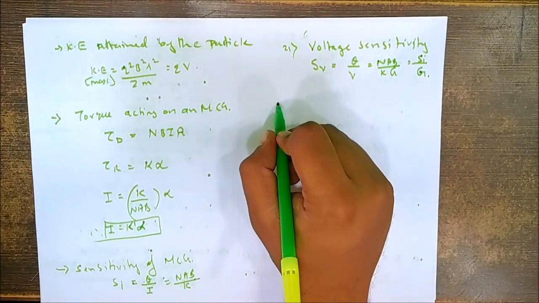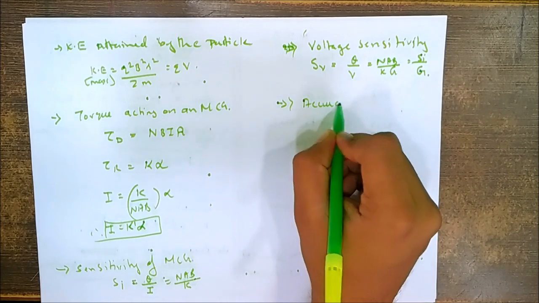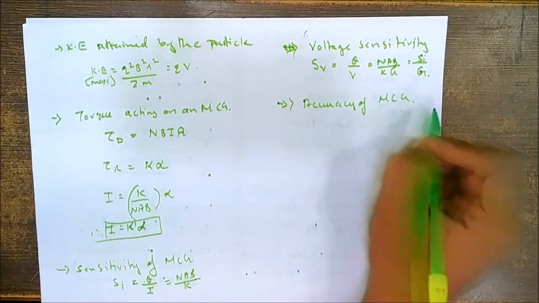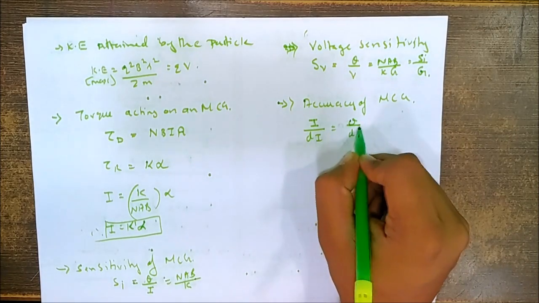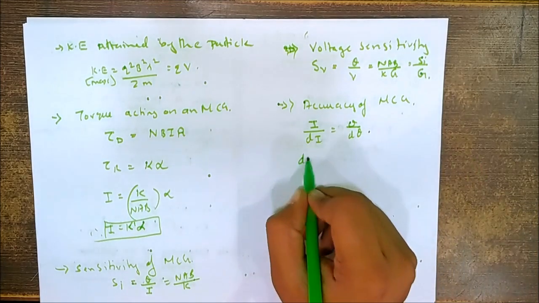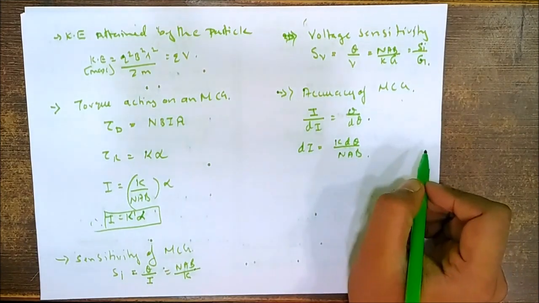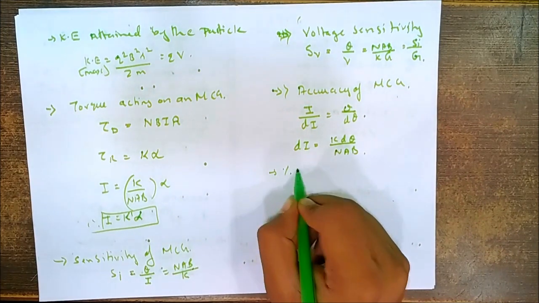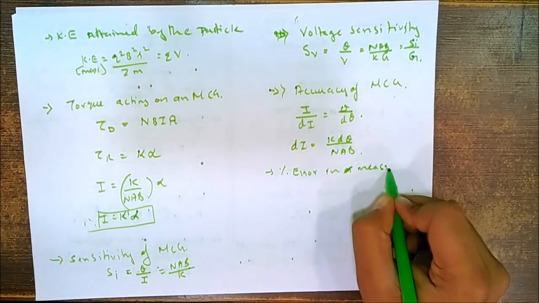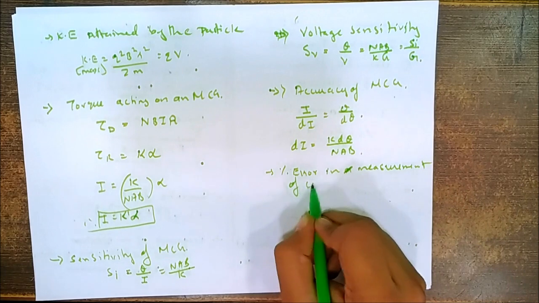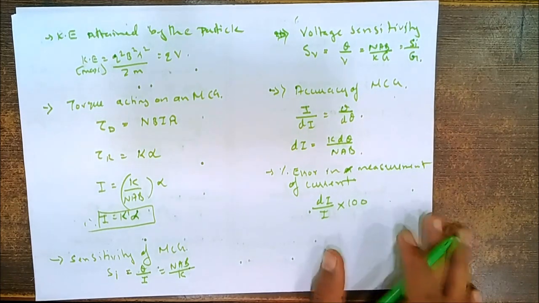Alright. So next is accuracy of MCG, I upon dI is equal to theta upon d theta. Now this is given as dI is equals to K d theta upon NAB. The next is percentage error in measurement of current, which is given as dI upon I into 100.